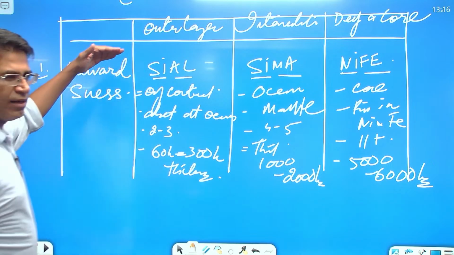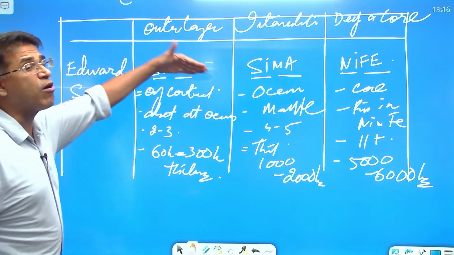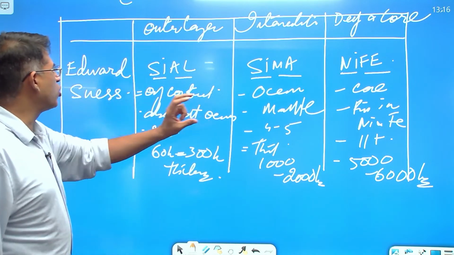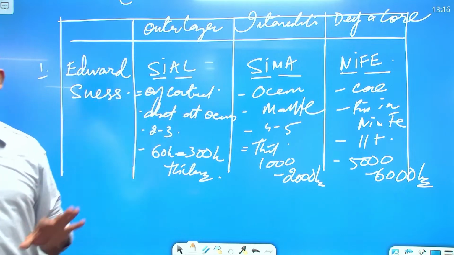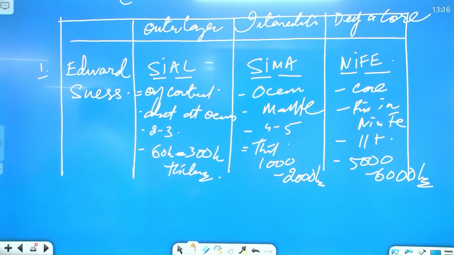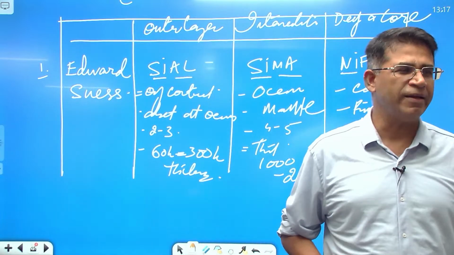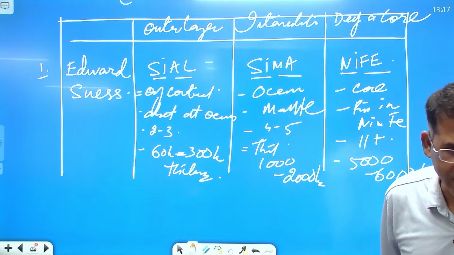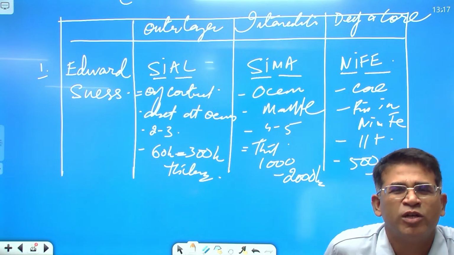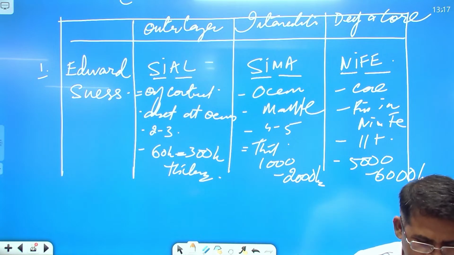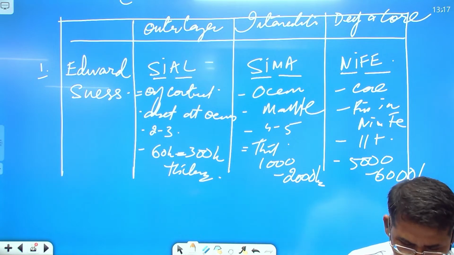So what is Sial? Write: Sial is only the continent. The Sial layer is missing at the oceans, absent at the oceans. It has a density of 2 to 3, and a thickness of 60 kilometers to 300 kilometers.